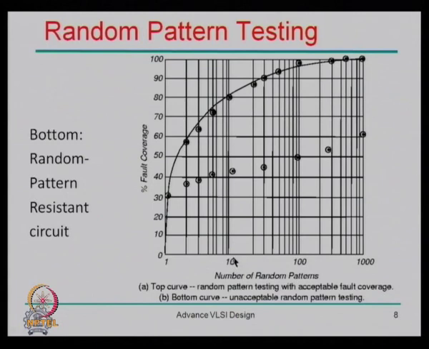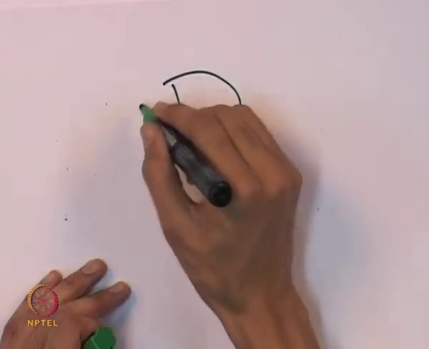Look at here, the 10 pattern itself may give you 80% fault coverage. That means if you apply random patterns, initially you may get very high coverage, and then slowly it will start to saturate. But for some of the circuits, the curve may go like this. It grows very fast, but then it will quickly saturate, and that happens due to circuits which have random pattern resistance.